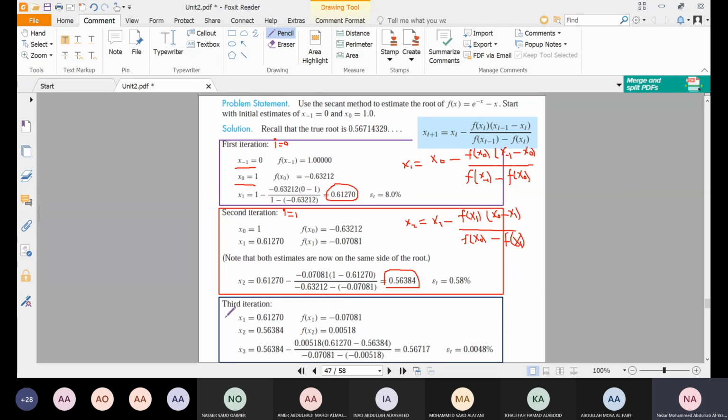Okay, if it is clear, please do the fourth iteration for me, when i equals 2, so i equals 3. You have 3 minutes. If you solve it, send it by WhatsApp with your ID.